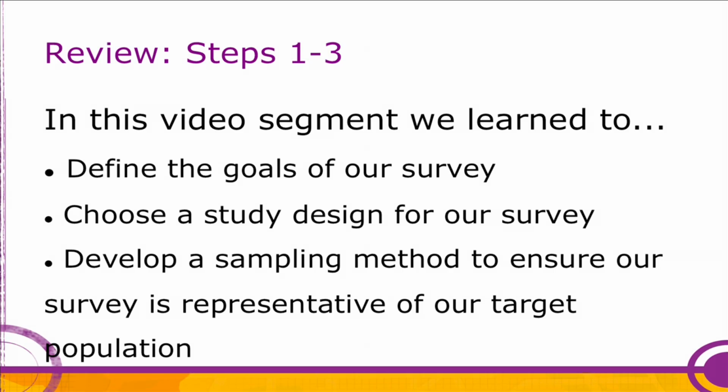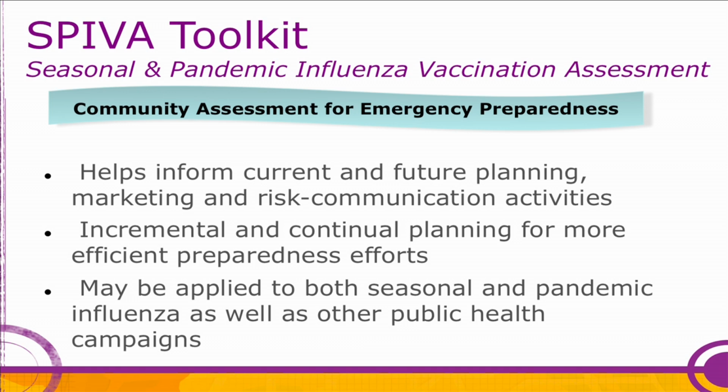So to review steps 1 through 3, we've learned to define the goals of our survey, choose a study design for our survey, and develop a sampling method that ensures that our sample population is representative of our target population. By using these methods, public health practitioners can inform planning, marketing, and risk communication activities, and ensure that they use an incremental and continuous planning approach for more efficient preparedness efforts. These efforts can be applied to both seasonal and pandemic influenza vaccination campaigns, as well as a number of other public health activities. This concludes our presentation for the SPIVA Toolkit.